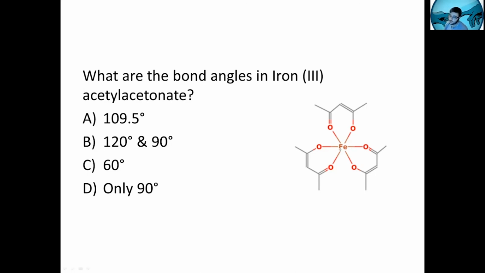It's just an iron, which they know is iron 3, right? And 6 oxygen things, right? And they're just going to ask you to find what the angle between them is. So again, what are the bond angles? Okay. Give you guys 30 seconds, and so the correct answer is only 90, and let's talk about why that is.